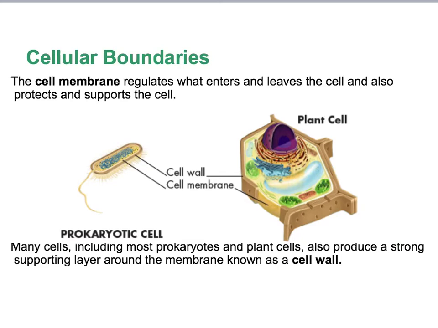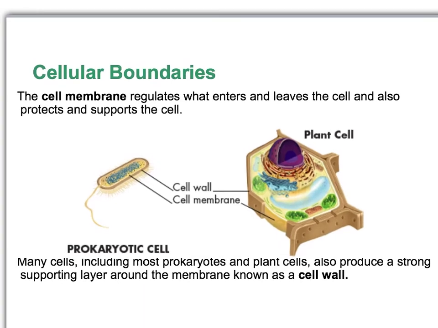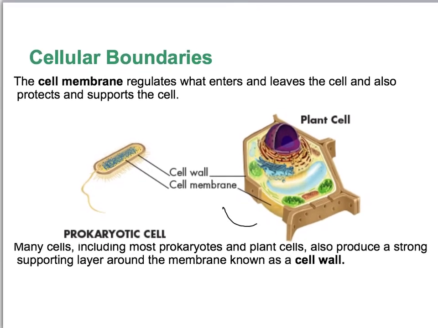So the cellular boundaries are another very important part of the cell. A cell membrane regulates what enters and leaves the cell and also protects and supports the cell. So these are the outside boundaries of an animal cell, but they're also contained in plant and prokaryotic cells. They're just right underneath the cell wall. So that would be this structure here. And many cells, including most prokaryotes and plant cells, also produce a strong supporting layer around the membrane called the cell wall. So that would be this larger, harder structure here, and that protects the cell a little bit more and gives it a bit of a stronger structural support.